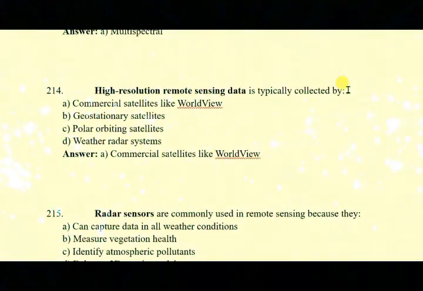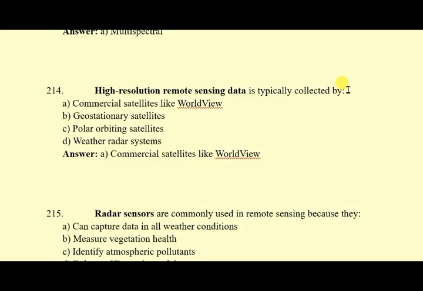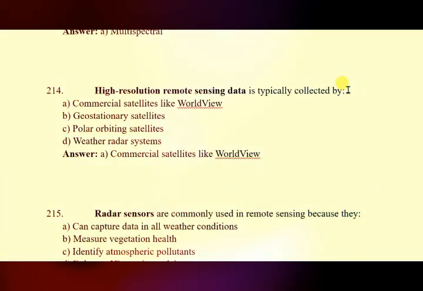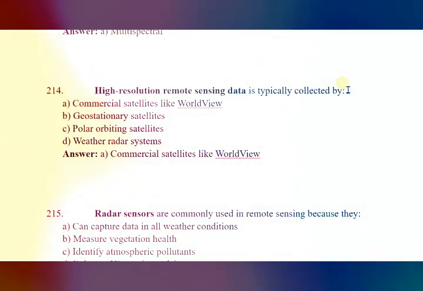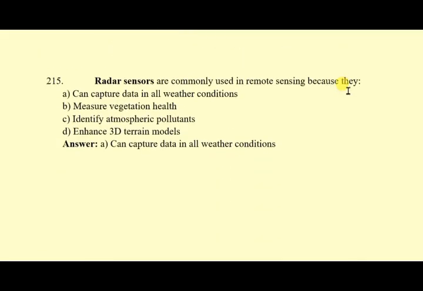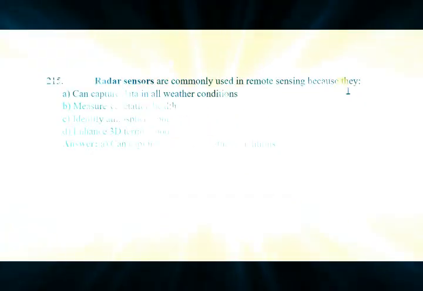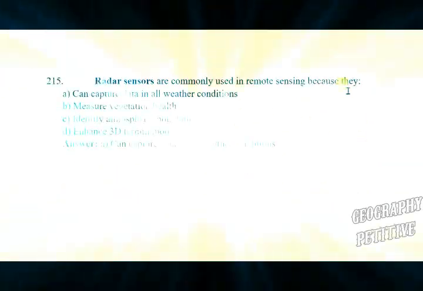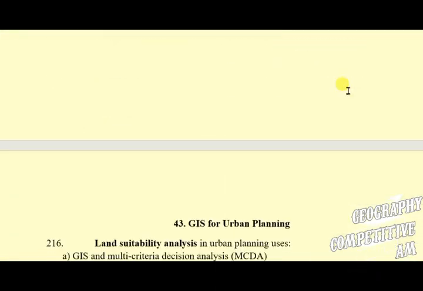Question 214. High resolution remote sensing data is typically collected by commercial satellites like WorldView, geostationary satellites, polar orbiting satellites, weather radar systems. The right answer will be commercial satellites like WorldView. Question 215. Radar sensors are commonly used in remote sensing because they can capture data in all weather conditions, measure vegetation health, identify atmospheric pollutants, enhance 3D terrain models. The right answer will be it can capture data in all weather conditions.